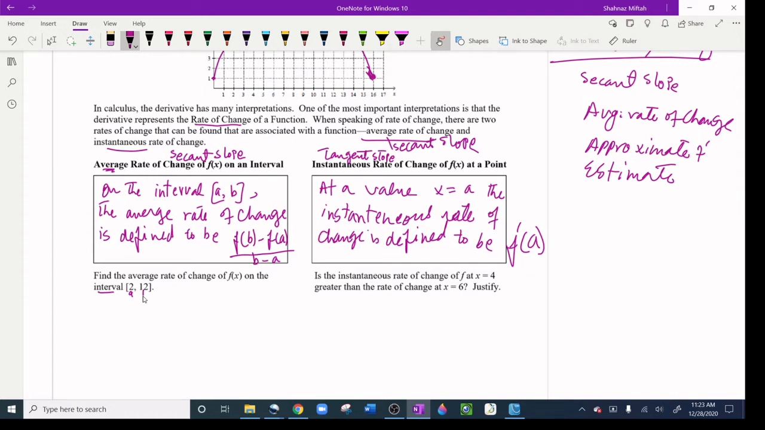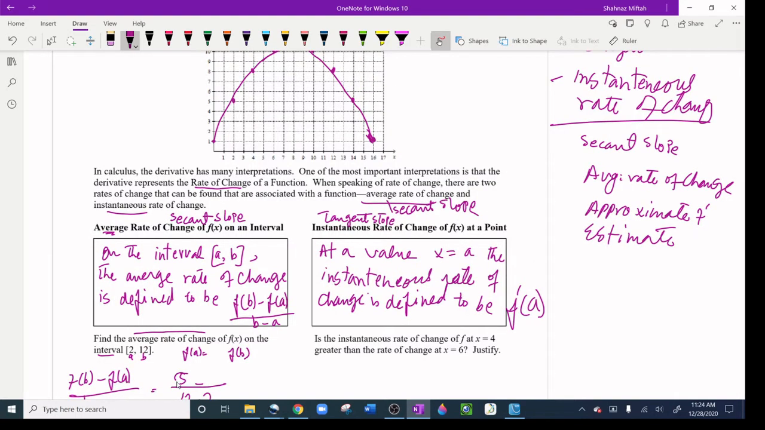So for the average rate of change, I can use f of b minus f of a over b minus a. I already know my b minus a, which is 12 minus 2, but what is f of 2? So this is 2, and what is the y value? That's 5. That's f of 2. I'm sorry, I have to get the f of 12 first. So this is 12 and the y value is 8. So that's 8. And this one is 5.